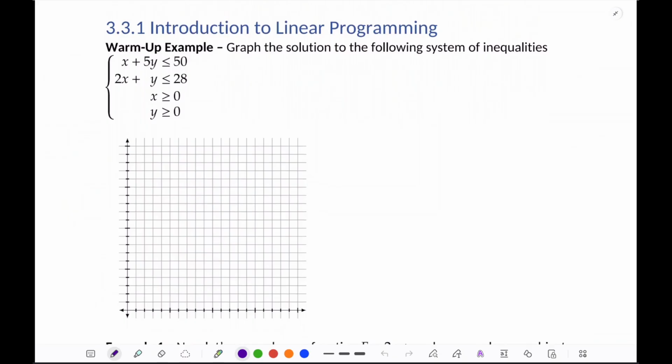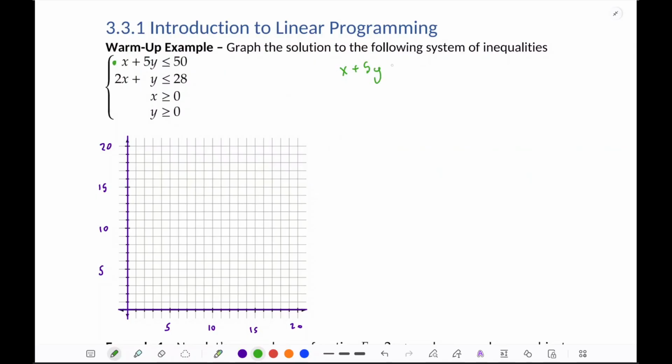Let's see here. I think I want to go to 20 on both the x and the y axis. So we go 5, 10, 15, 20. x greater than or equal to 0 is the vertical line. y greater than or equal to 0 is the horizontal line. And we're limited to the first quadrant.